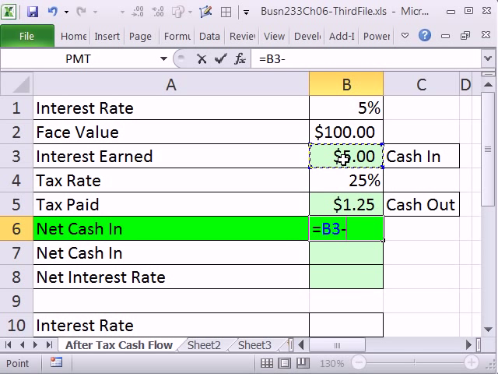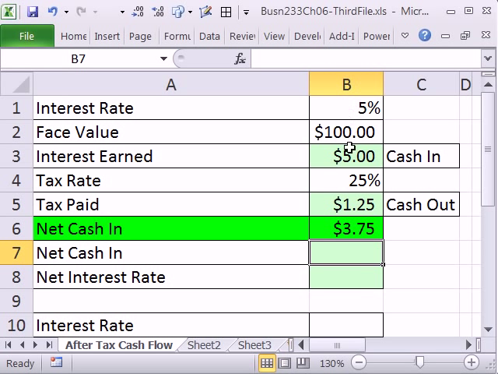Well, figuring our net cash in is easy. We simply take our $5 of revenue minus our $1.25 tax expense or deduction. So that's our net cash in. And that's very important as we go through the rest of the class because finance people are always looking at cash flows. And if you're looking internally, in the company, you know your tax rate, so you can go ahead and calculate the actual cash flow. In this case, it's a total cash in.